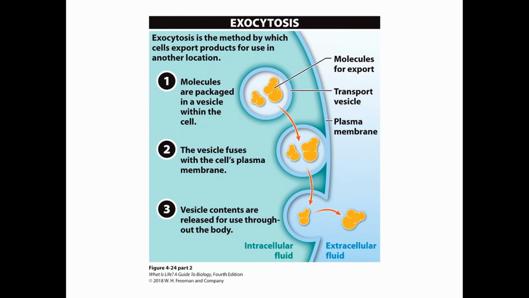Exocytosis is kind of the opposite of endocytosis. We have our vesicle packaged up. It's going to then fuse with the plasma membrane and spill the contents outside the cell. So think of it like if you have something in your pocket, you put your hand in your pocket and pull the pocket and flip it inside out, spilling the contents of your pocket onto the floor. That's kind of what exocytosis is doing.